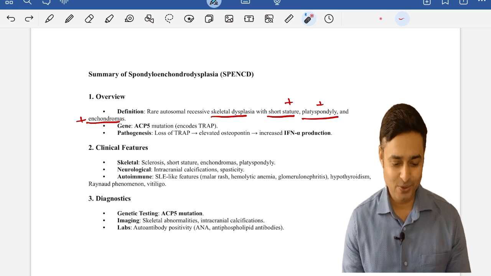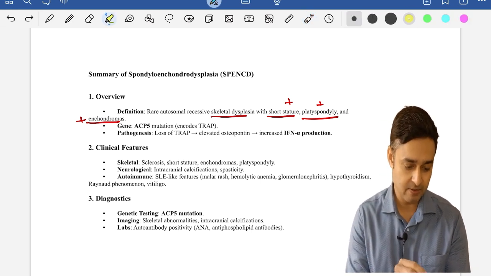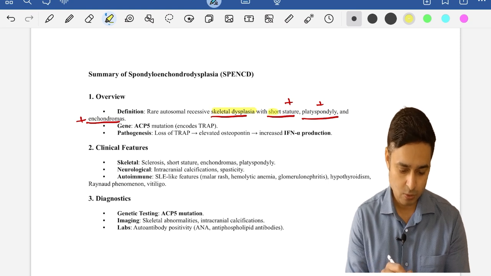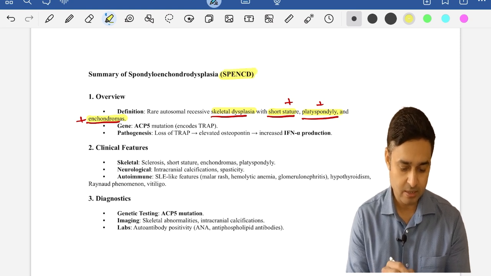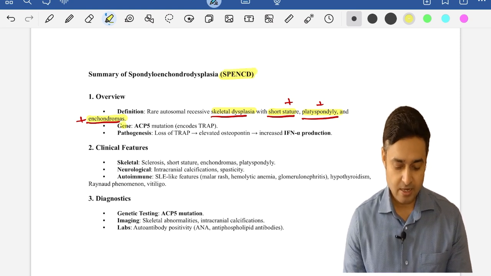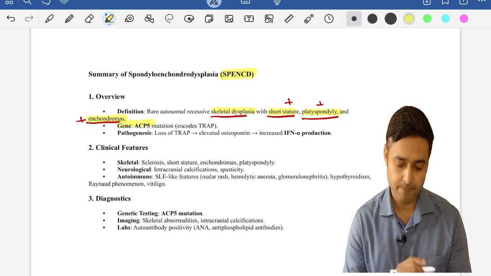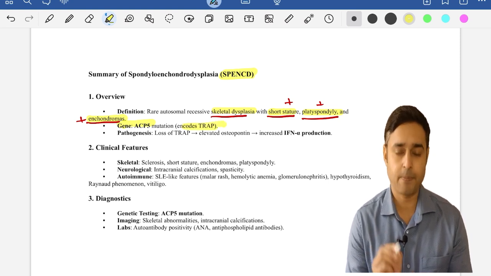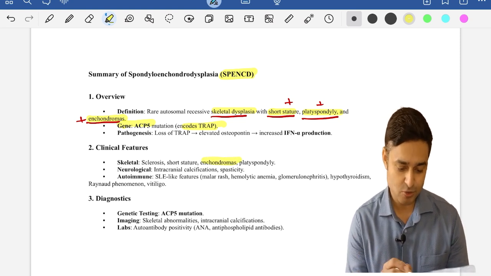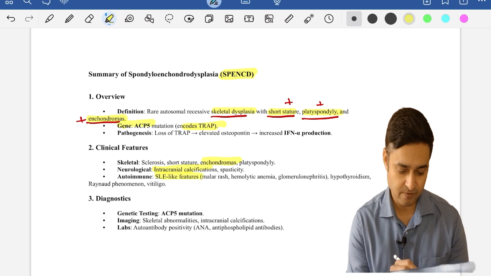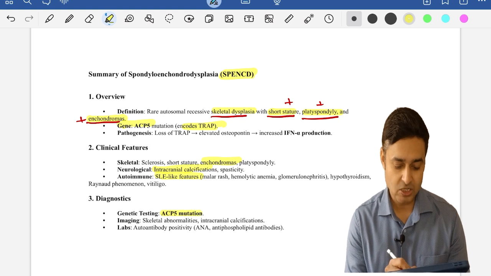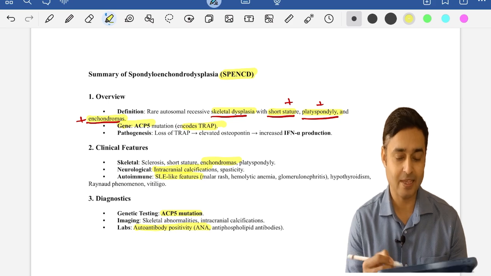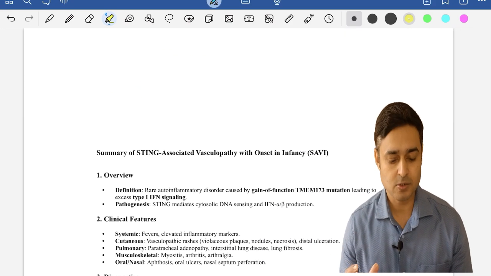Again, to summarize from this slide, what is important, I will highlight. A combination of skeletal dysplasia, short stature, platyspondyly and enchondroma, the diagnosis is SPENCD. Then the gene is ACP5. This encodes TRAP. This is important. Enchondroma, intracranial calcification, and SLE-like features are important in the clinical features. Diagnostics: again genetic testing, ACP5 mutation, and autoantibody positivity, because of the SLE-like features. So these are the crux of this disease.